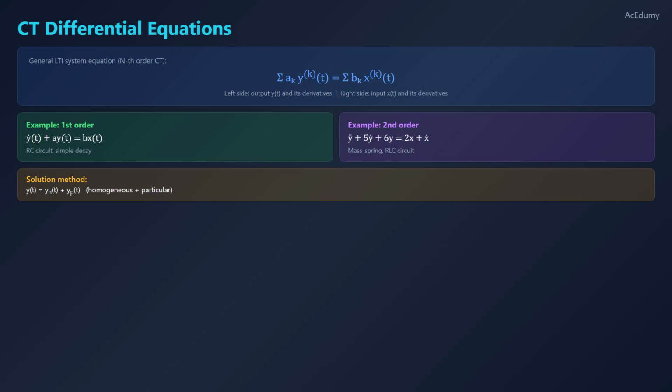In this lesson, we explore how LTI systems are described by differential and difference equations. For a continuous time LTI system, the input-output relationship takes the general form: the sum of a sub k times the kth derivative of y equals the sum of b sub k times the kth derivative of x. The left side involves the output y of t and its derivatives, while the right side involves the input x of t and its derivatives. Our goal is to find y given x and the initial conditions.